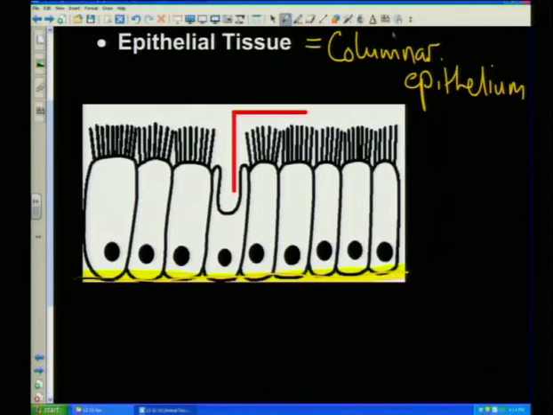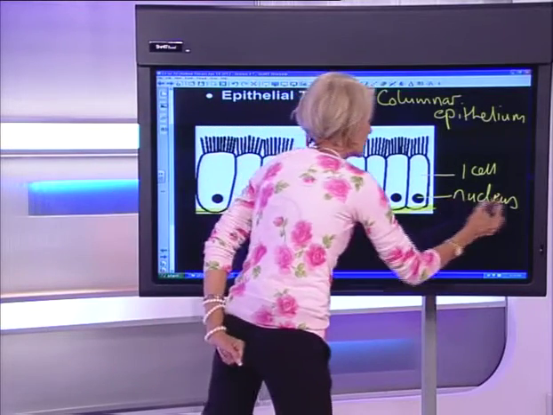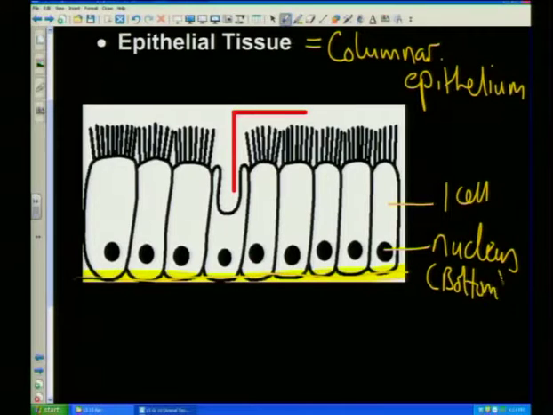Here are your little columnar cells. That will be one cell. There you've got the nucleus. And this is one cell. So all the cells are next to each other. They have a column shape. Also note that the nucleus is at the bottom of the cell. It's always close to the bottom of the cell.